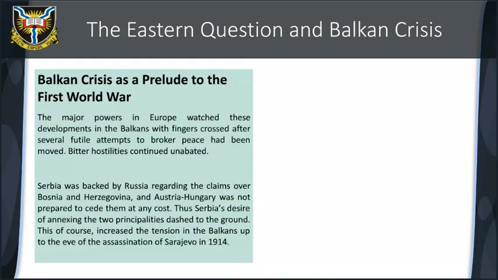Balkan crisis as a prelude to the First World War. The major powers in Europe watched this development in the Balkans with fingers crossed after several futile attempts to broker peace had failed. Bitter hostilities continued unabated. Serbia was backed by Russia regarding the claims over Bosnia and Herzegovina, and Austria-Hungary was not prepared to cede them at any cost. Thus, Serbia's desire of annexing the two provinces was dashed to the ground. This, of course, increased the tension in the Balkans up to the eve of the assassination at Sarajevo in 1914.